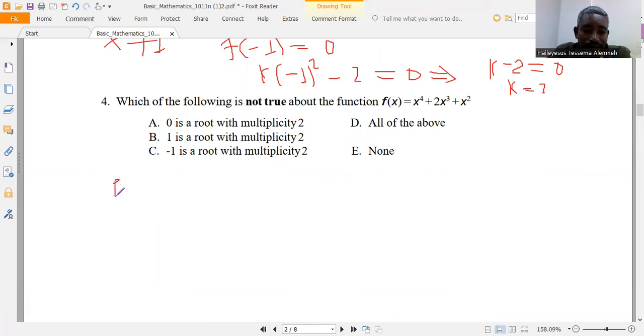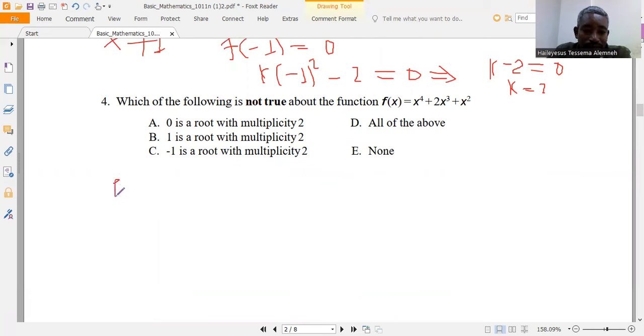Therefore, we can write this as x squared times (x squared plus 2x plus 1), which is a perfect square, the square of x plus 1. X plus 1 times x plus 1 gives x squared plus 2x plus 1. So we can factorize just like this.